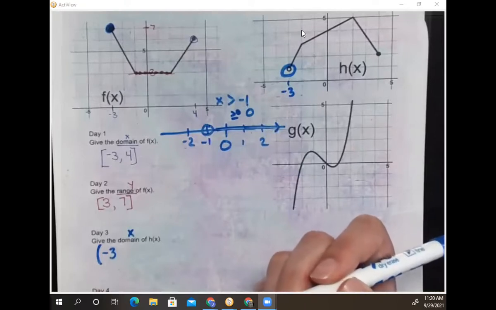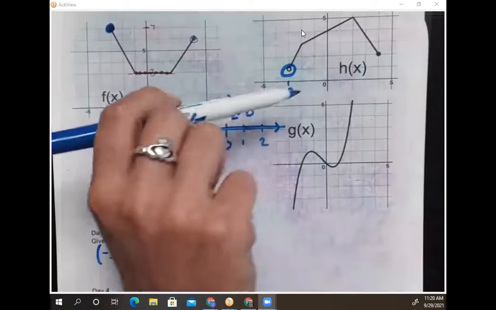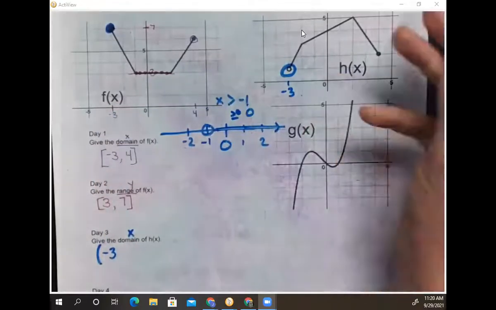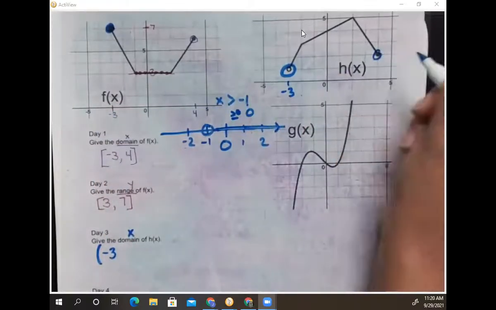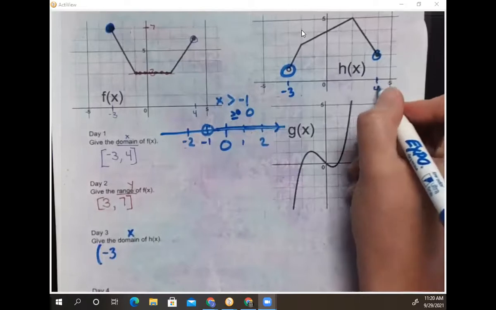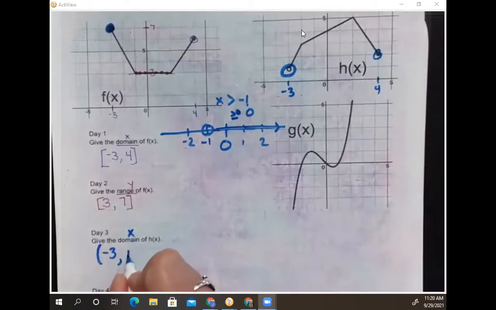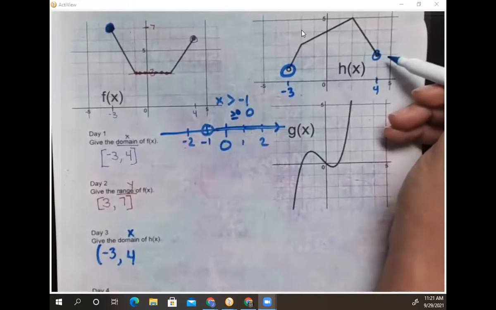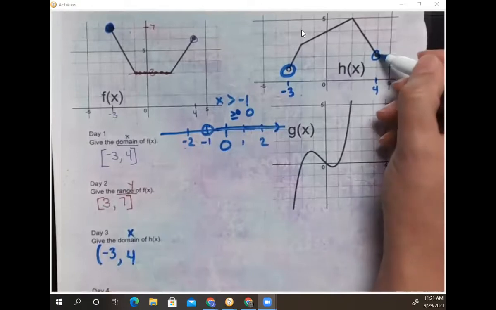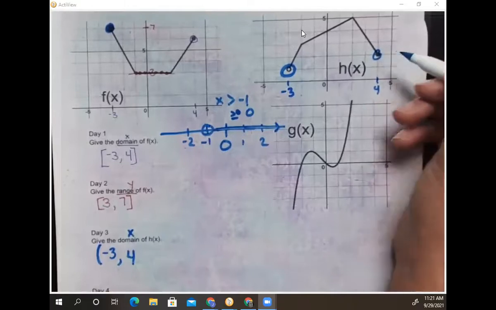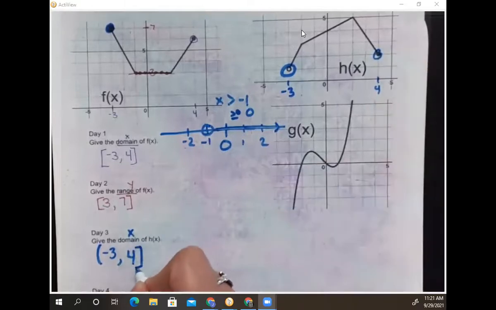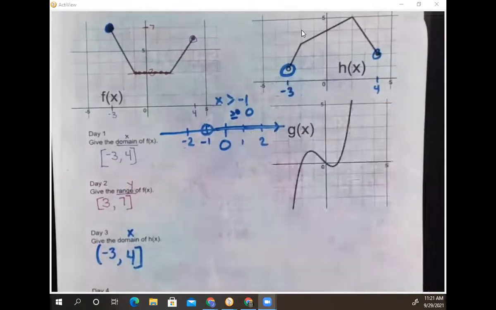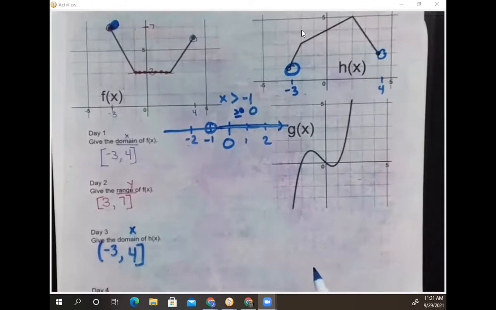And then I need my largest value of x. So I need my point farthest to the right, which would be this guy. And that happens when x is 4. So I'm going from -3 to 4, parenthesis or bracket for this guy. That's a bracket, right? Filled in circle means I have that value. I have that point, so we want a bracket there. Okay. Open circle means I need to use a parenthesis.